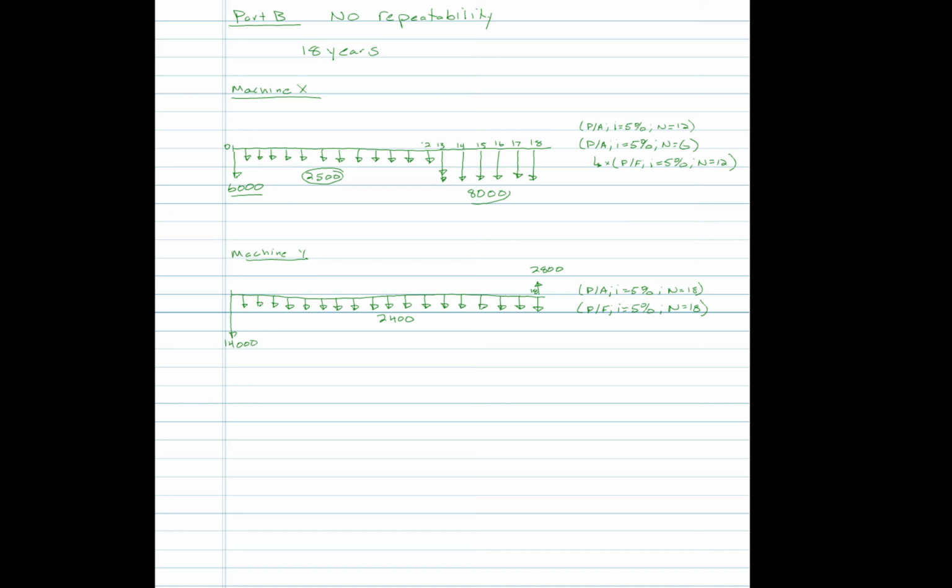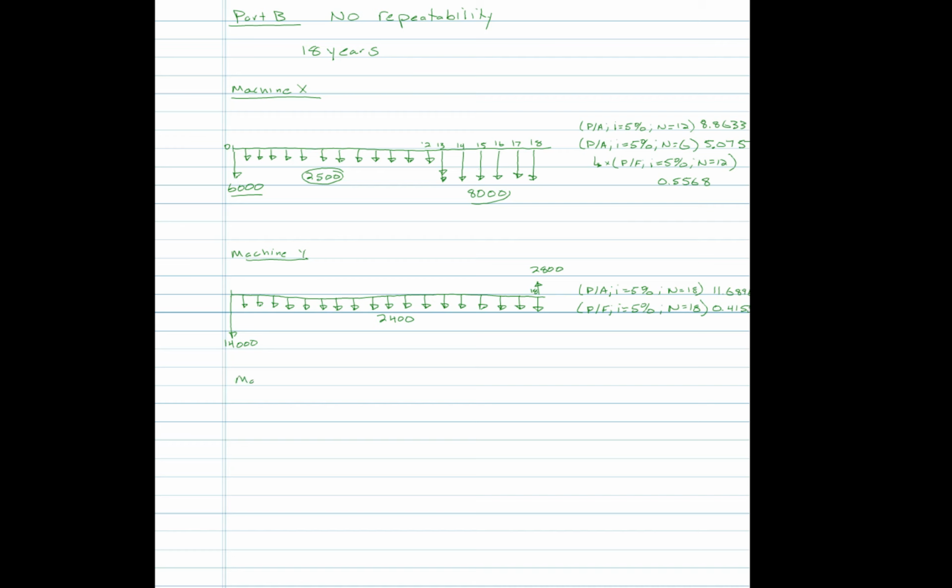Fortunately, our textbook has these factors available for lookup. The P/A factor is 8.8633. The P/A for N equals 6 is 5.0757, and the P/F for N equals 12 is 0.5568. The P/A for 18 years is 11.6896, and then the P/F for 18 years is 0.4155.